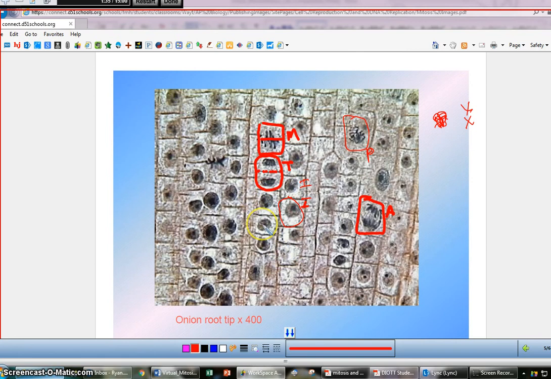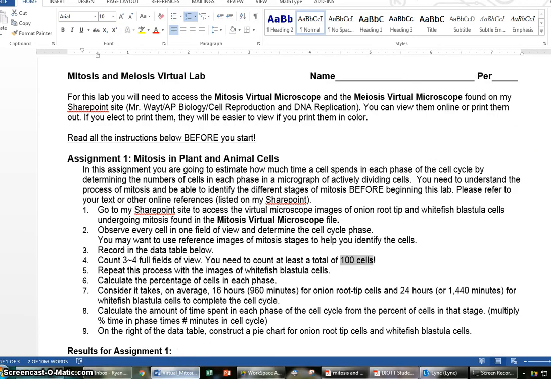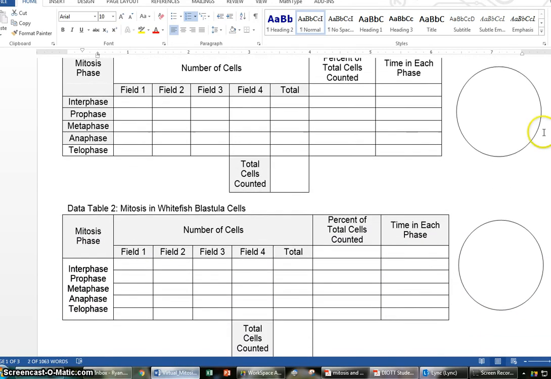You should see most of the cells in their interphase stage, followed by prophase, metaphase, anaphase, and telophase, in that order. So if I go back here to the virtual lab, I'm going to want to record these. Please don't use the same numbers that I'm using. I'm just going to make up some numbers right now by going back here.